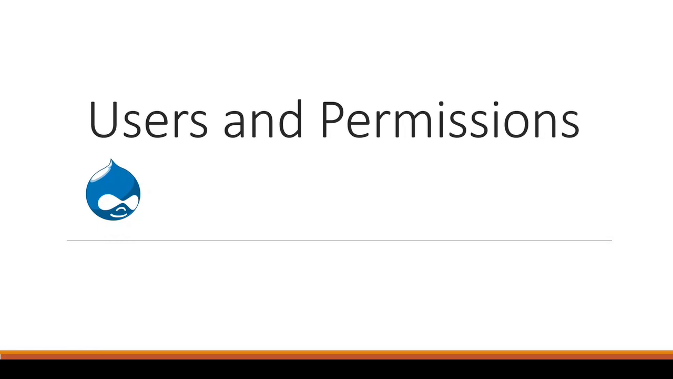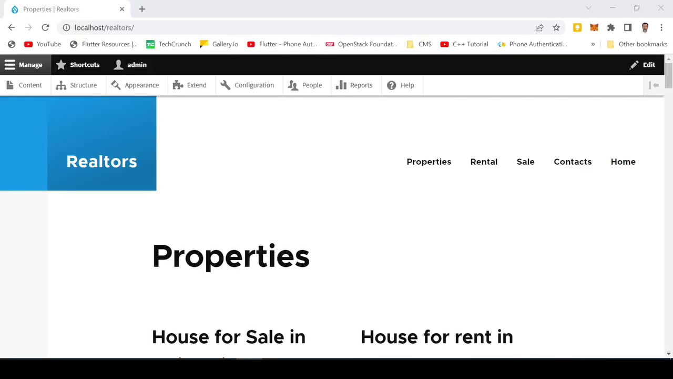Now we come to users and permissions, because in our real estate website we would like to add authenticated users, and the authenticated users should be able to add properties to the website if they want to sell or rent out. So let's start. Now this is the main page. We have logged in as administrator. So if you go to the dashboard, at the top you will see a tab for the people.